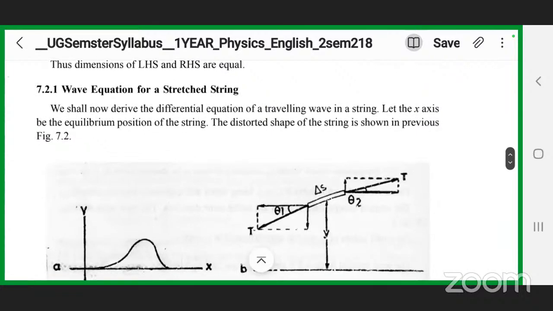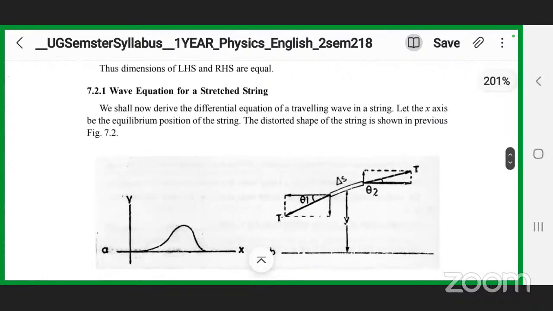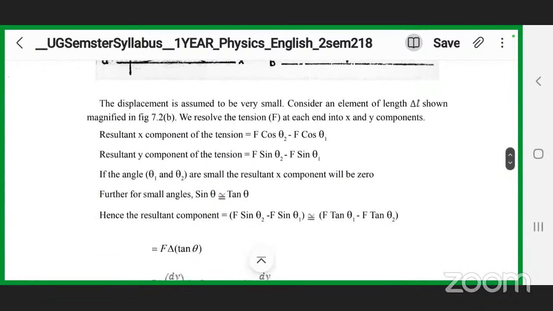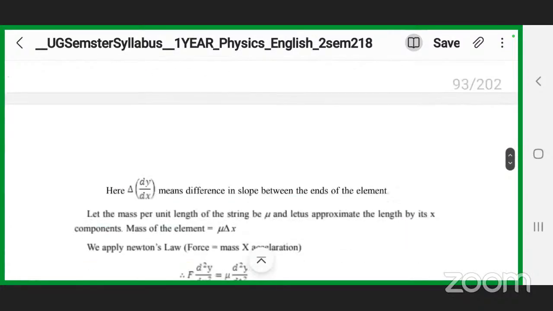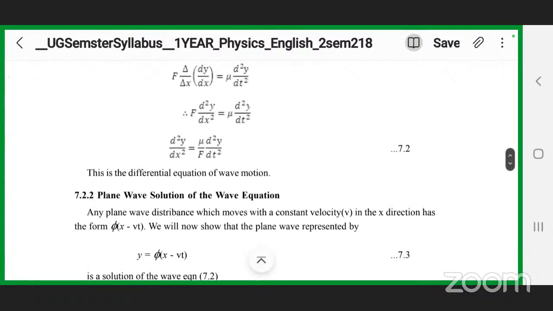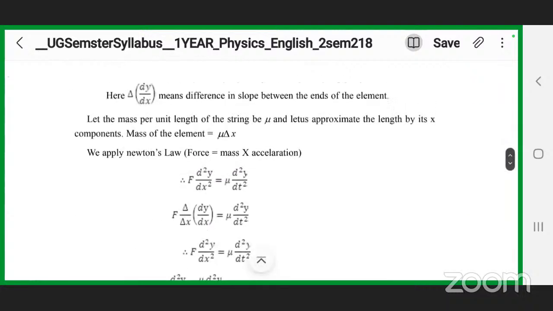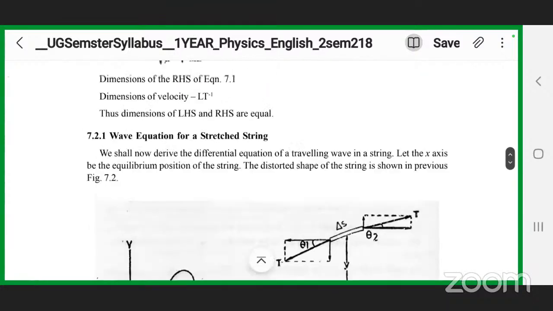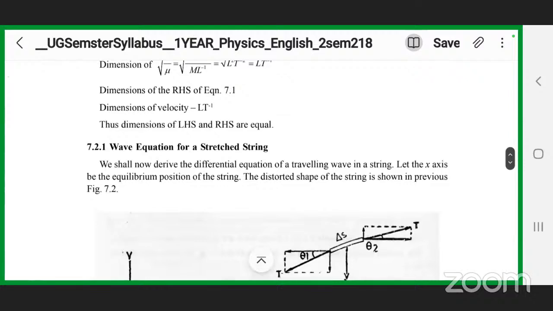But the wave equation for a stretched string, we will discuss tomorrow. I can conclude the wave equation. What questions we have to discuss from the examination point of view, we will discuss. The continuation will go by tomorrow.